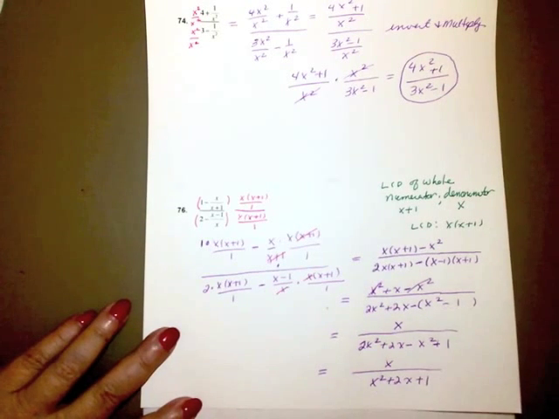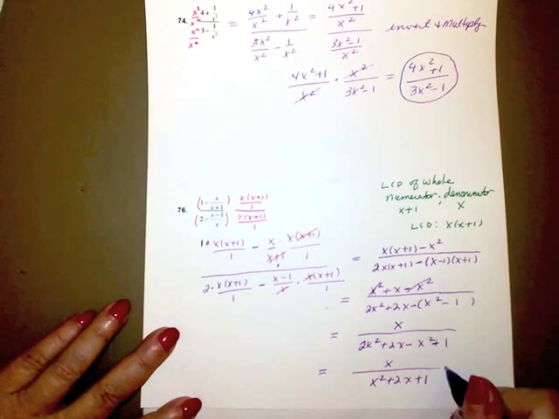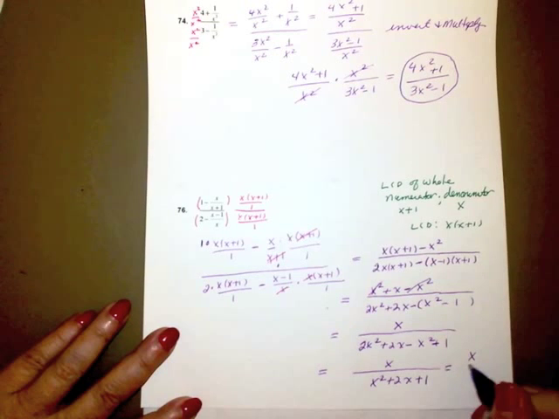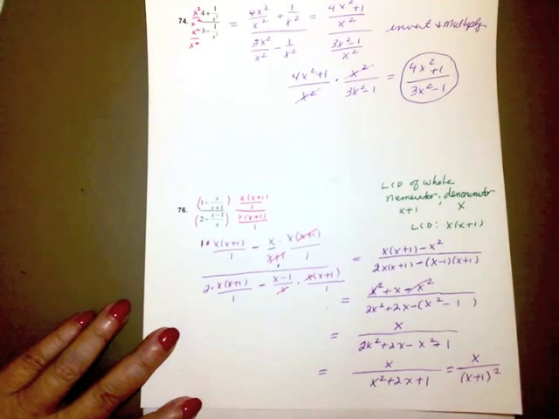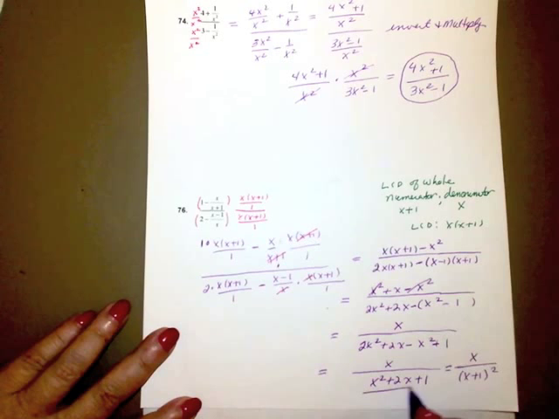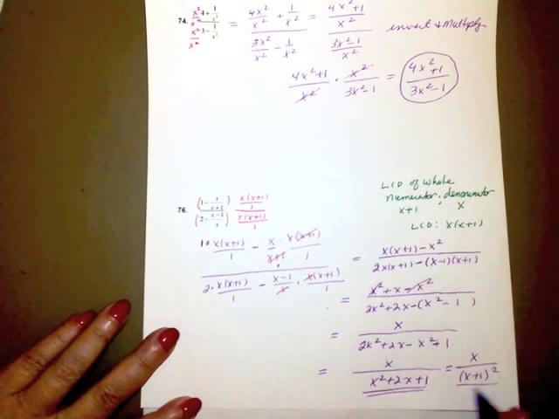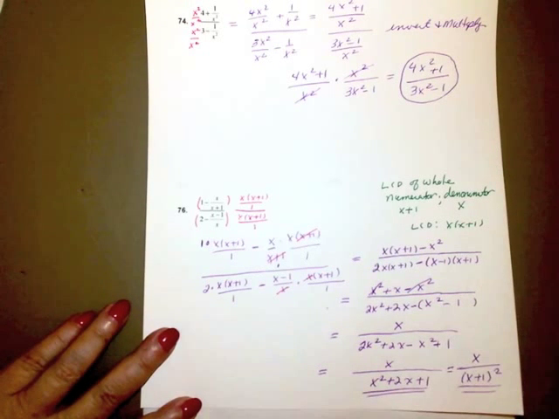Now that's a perfectly good answer, and what your book would do is it would write it as x over, this is x plus 1, the quantity squared. But either answer would be correct. It depends upon what you were going to do with it next. So either one is fine.